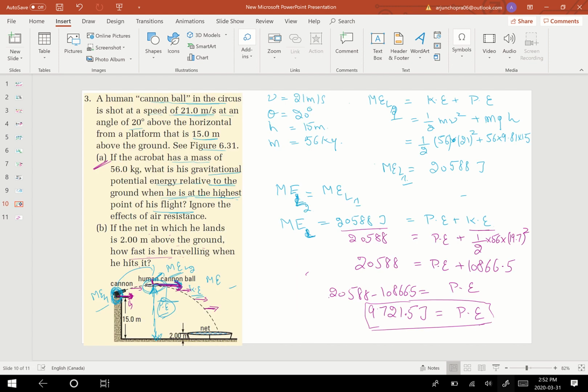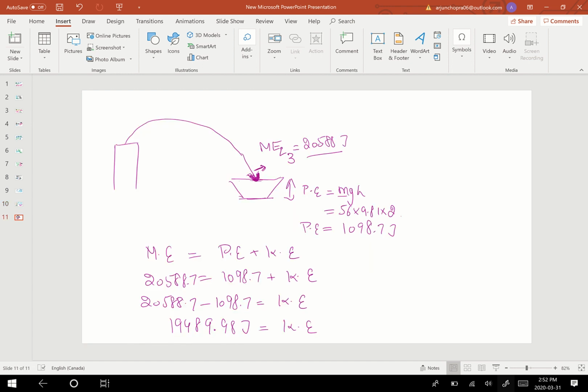And what we wanted to do is find how fast he is traveling when he hits the ground. So did I want to find the kinetic energy? No, this question is still incomplete. I wanted to find the velocity with which he hits the ground. So kinetic energy is equal to half mv squared, which is equal to 19489.98. I'll take the approximate value.